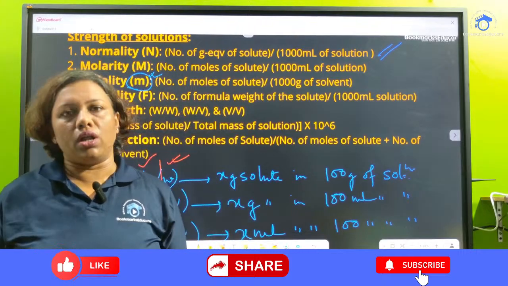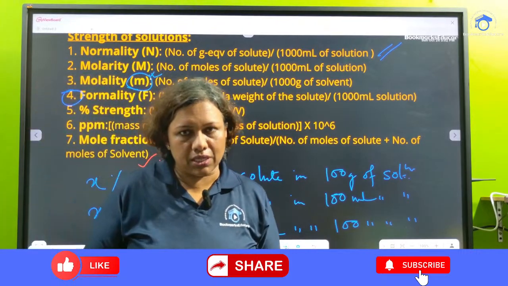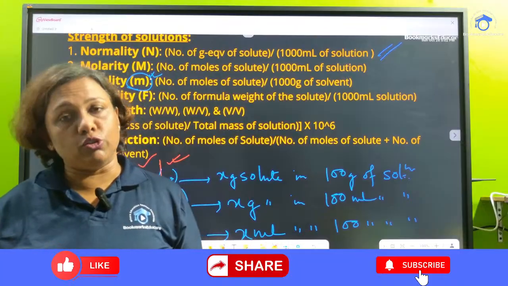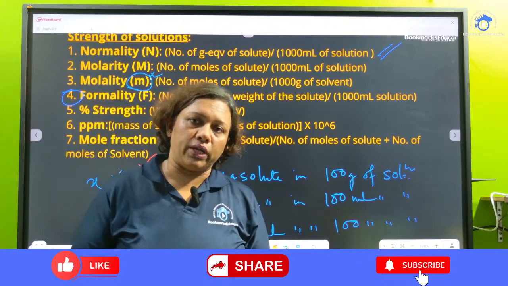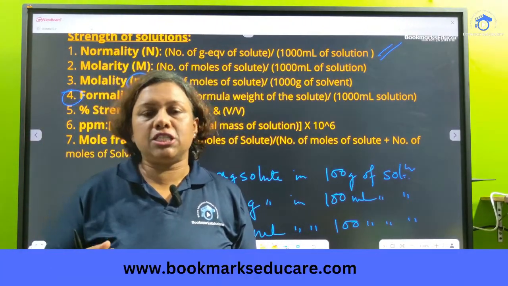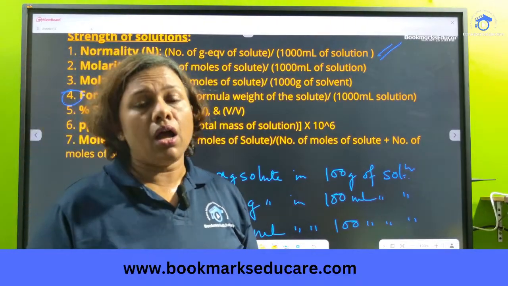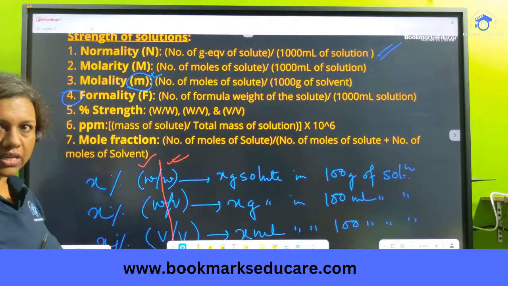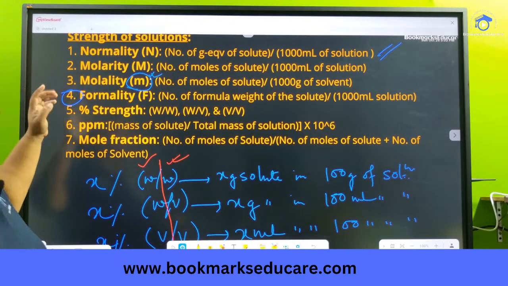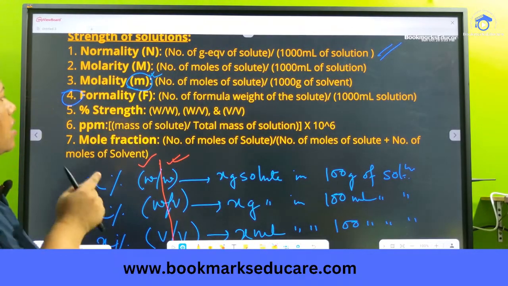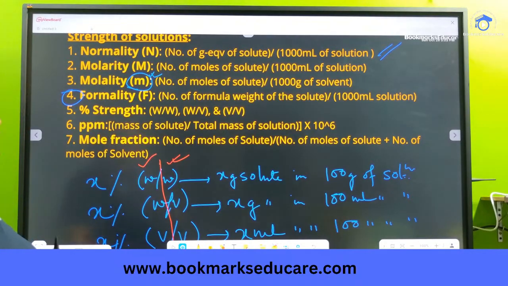You know now what is million? 10 to the power 6. So in 10 to the power 6 parts of solution, how much amount of solute is there? That is known as parts per million. So this is also not needed in this chapter. But for this chapter we need normality, molarity, mostly molality, percent strength, and now this one is very important, mole fraction.